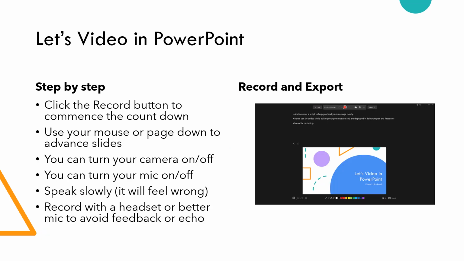Use your mouse or page down to advance the slides. You can turn your camera on and off. You can turn your mic on and off and speak slowly. It will feel very wrong at first. But keep in mind your audience is hearing it differently than you are actually performing it. I suggest recording with a headset or a better microphone setup to avoid feedback or echo.